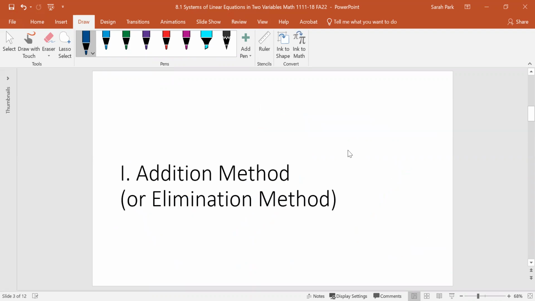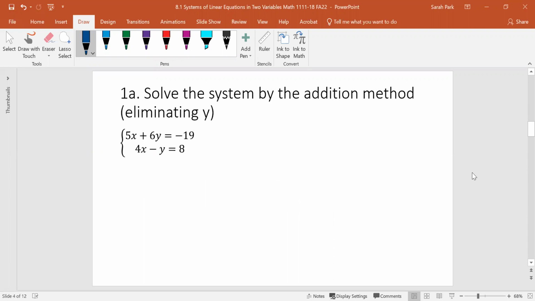There are a couple ways to solve for the solution in the case where there is an intersection point. The first way we're going to take a look at is the addition method. Sometimes it is known as the elimination method, but they're both the same thing. Looking at this first example, using the addition method, 5x plus 6y equals -19, and the second line 4x minus y equals 8. These are two lines again, and we're trying to find where these lines intersect, at which x value and which y value.